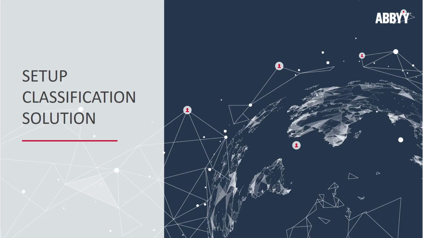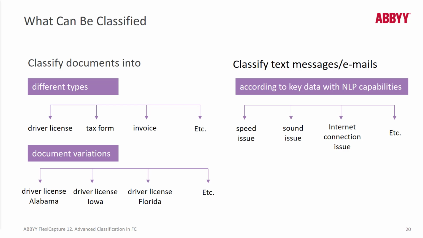So let's talk about setting up a classification solution. Here at a high level, we can see that we can classify documents into different types. And then once we do that, we can classify them further into different variations. So in the case of driver's licenses, once we classify a document as a certain type of driver's license, then we could drill down and specify which state that driver's license came from.